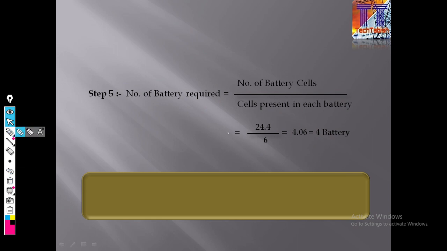So the requirement is 4 batteries. This is how we calculate the exact battery size. We do all this in designing and drafting. When we have to design for a commercial building, we have to keep all these points in mind. The UPS, the battery, the DG, the transformer, everything we have to calculate according to our rules.